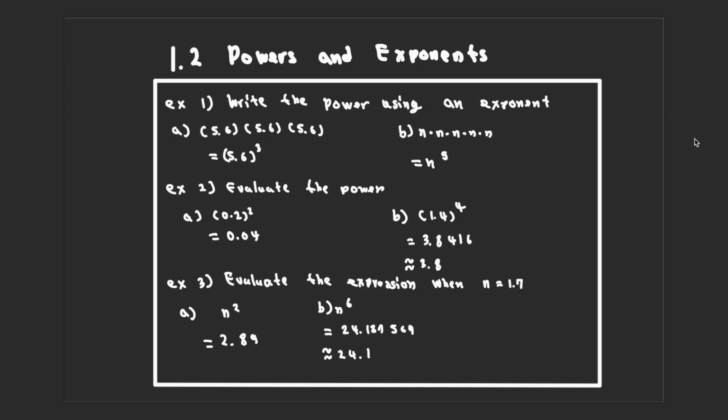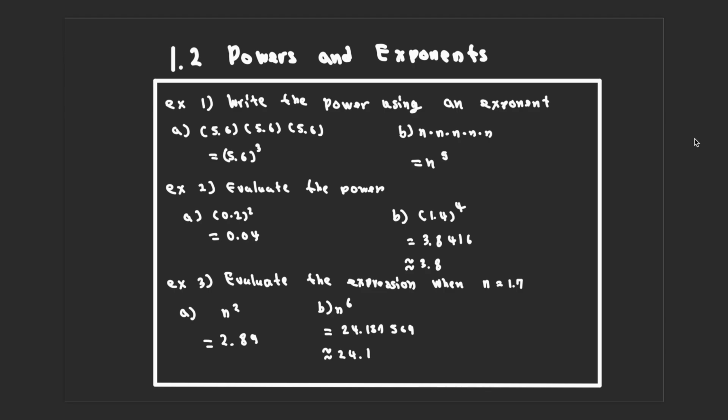The second question is 1.4 to the power of 4. When we expand this, we get 1.4 times 1.4 times 1.4 times 1.4, which when multiplied is 3.8416, or 3.8 when rounded to the nearest 10th place. The third set of problems asks us to evaluate the expression when n equals 1.7.